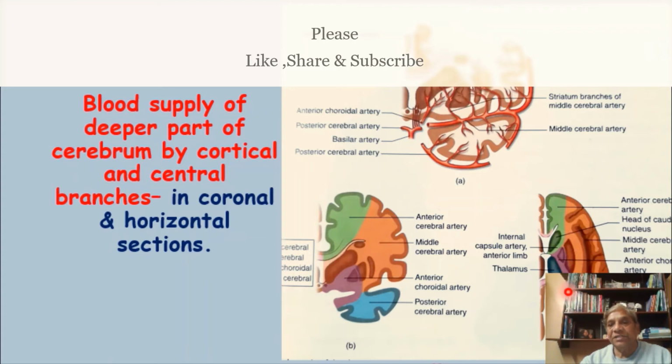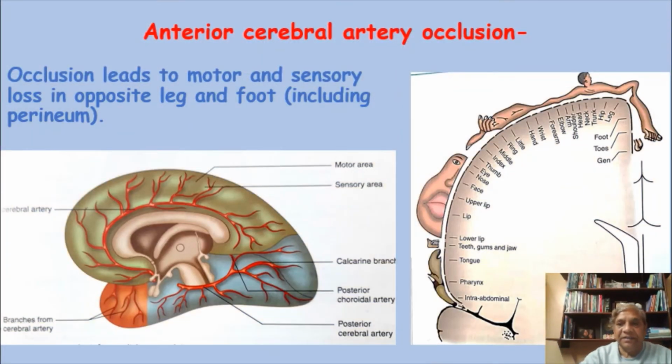While in this horizontal section, you can also see again the deeper part, anterior cerebral artery. This large area is the middle cerebral artery. This blue is the posterior cerebral artery, and this violet here is that of the central branches from the anterior choroidal artery. Thus, we have seen the deeper structures are supplied mostly by the central arteries, but the cortical arteries may also send deeper branches. They are not only meant for supply to the cerebral cortex, but also to the deeper structures.